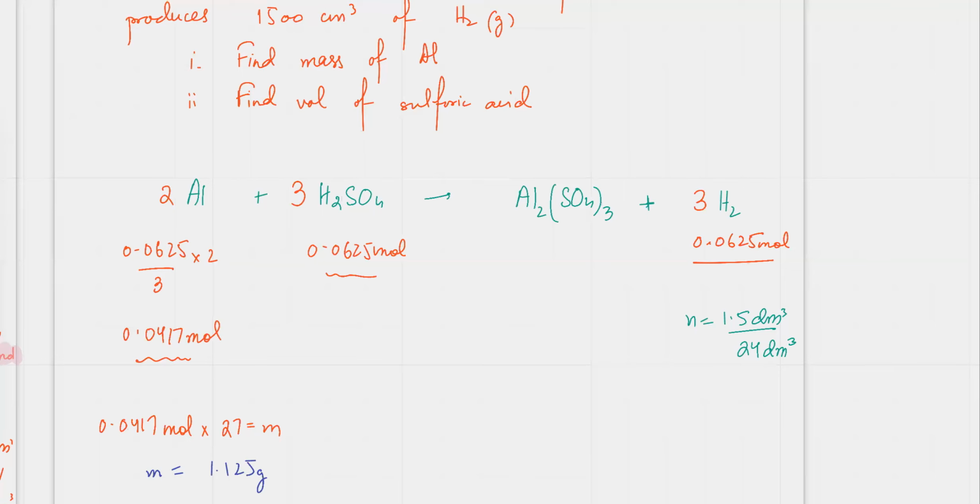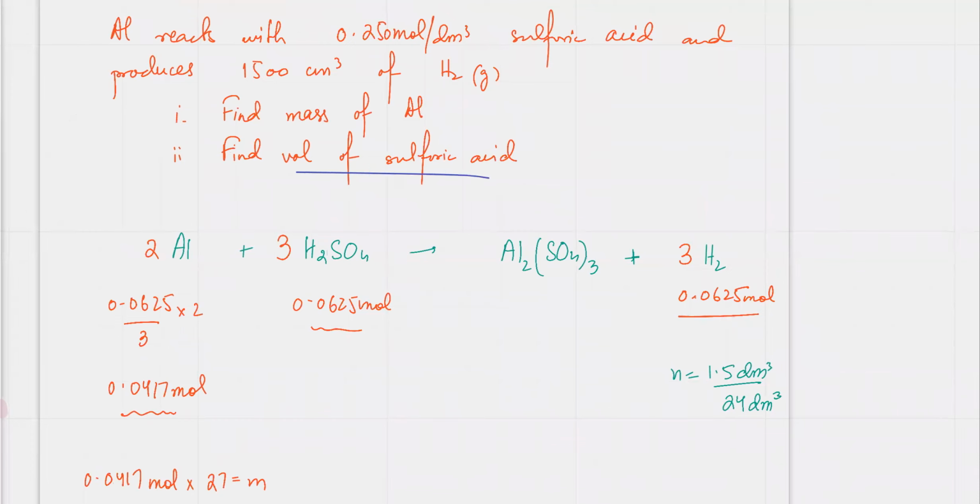As they're asking for the volume of sulfuric acid, we're going to use moles is equal to concentration times volume. We have the moles, it's 0.0625 moles. We have the concentration that's also provided, it's 0.250. So we're going to find the volume. What volume do we get for this?